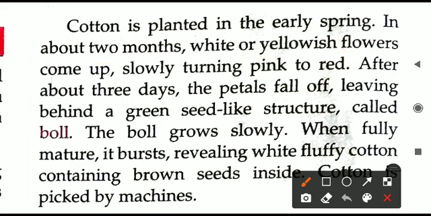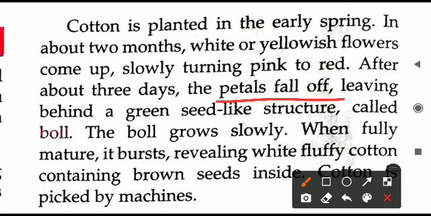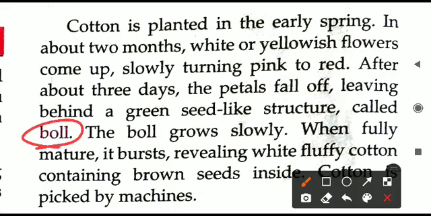And after that, what will happen? After the color has become pink or reddish, then after about 3 days, the petals will start falling off, and what will remain behind? There will be a green seed-like structure that will remain. The petals, that pink or red part of the flower, will fall down. What will remain there is a green seed-like structure, which is called a boll. And this boll will start growing now. And when this boll starts growing, what will happen?